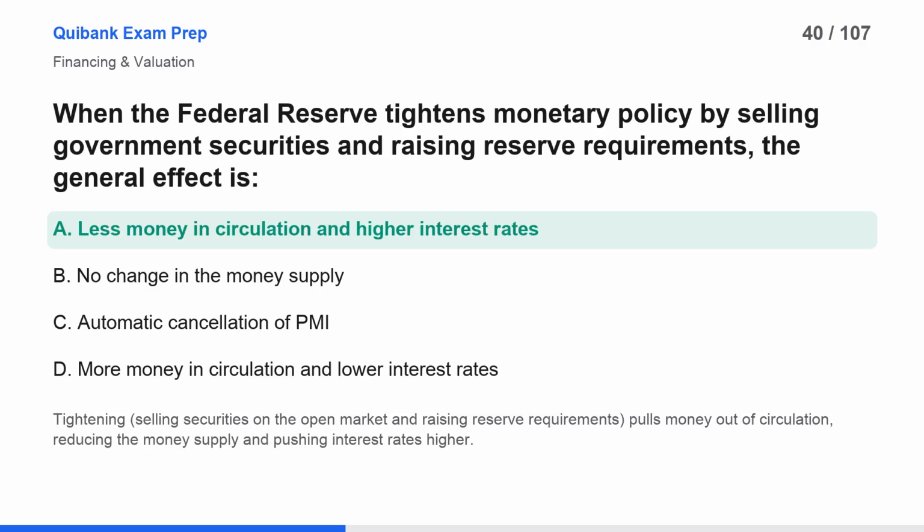The answer is A. Less money in circulation and higher interest rates. Tightening, selling securities on the open market and raising reserve requirements, pulls money out of circulation, reducing the money supply and pushing interest rates higher.